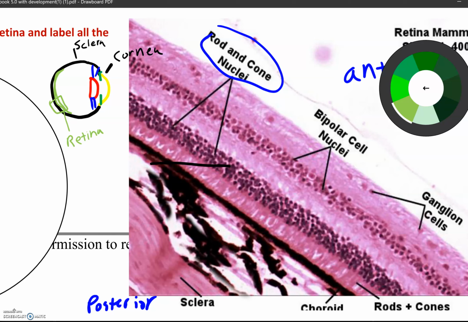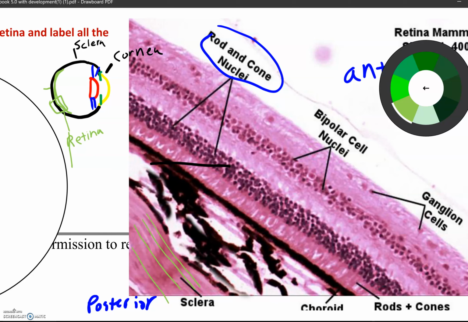Now in this view, we can see the sclera. It is dense, regular connective tissue, and that's actually part of the dura mater. We have our choroid coat right here. Then we have three layers. So we're basically looking from sclera, choroid coat is in there, then the actual retina, which is what we're interested in.